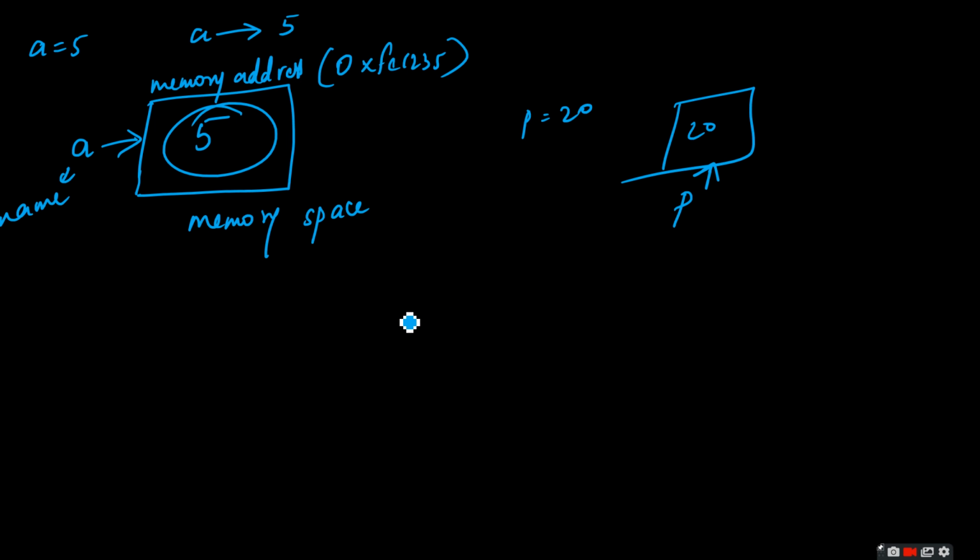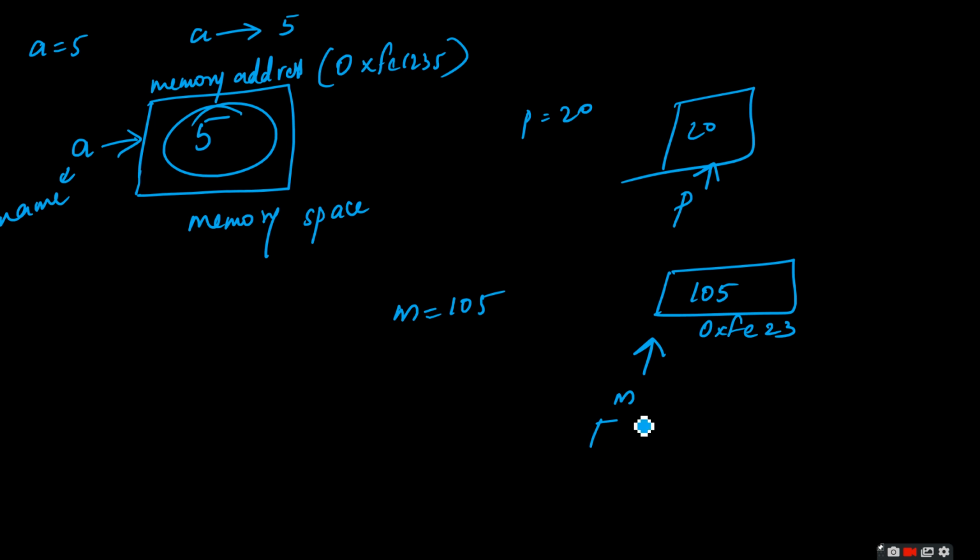One more example I will give. If we are writing M equal to 105, that means M is pointing to the area where 105 is stored. Now, this area has an address like 0xfe23 like this. This memory address will be there in the variable M. So, M will be pointing to this memory address where 105 is stored.